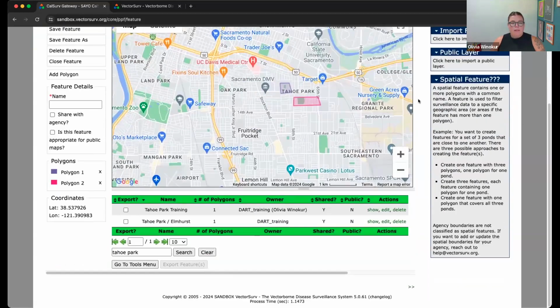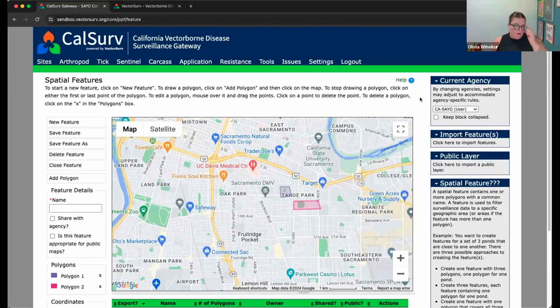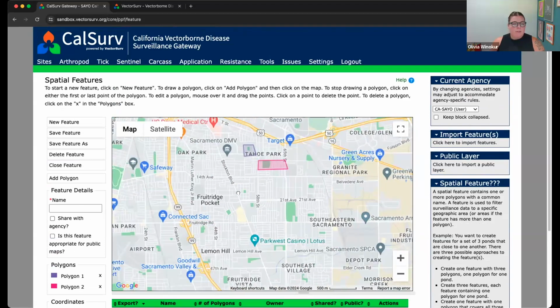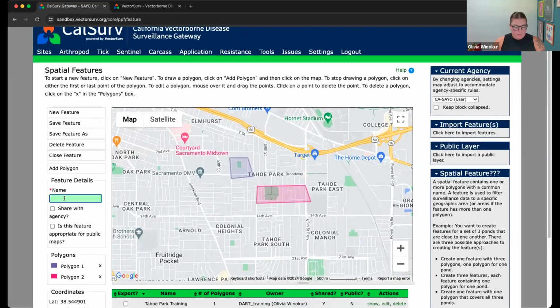Now that we've created a spatial feature, we are going to go. Sorry, question. Okay, so these two polygons are under that one. Yeah, I actually haven't saved them yet, but I can do that. Double polygon. And then I want to share it with my agency and I'll save the feature.